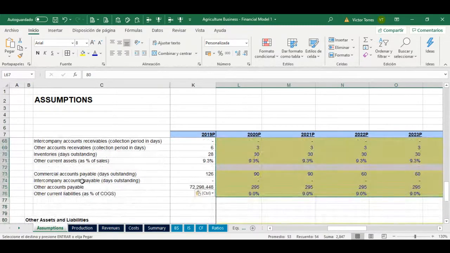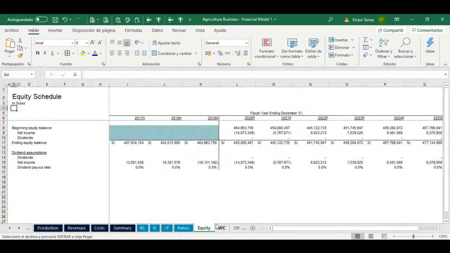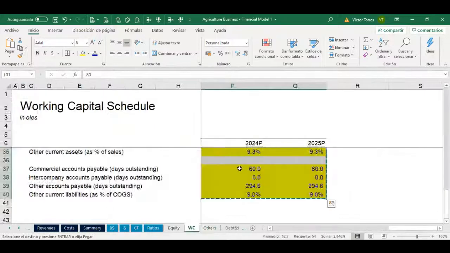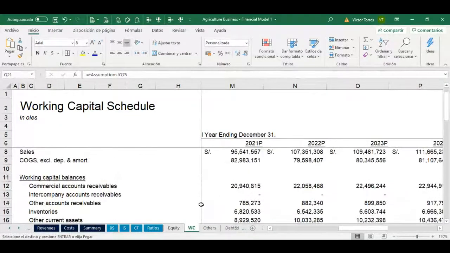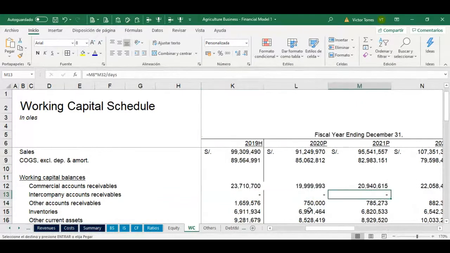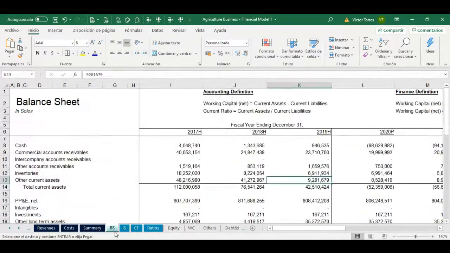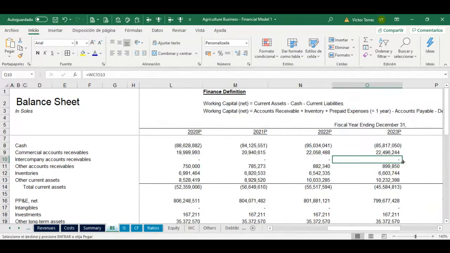Okay, so following. Once we have populated this side, let me get back to the working capital tab. Once we have populated this side over here, it's going to flow into your balance sheet as part of the estimation.